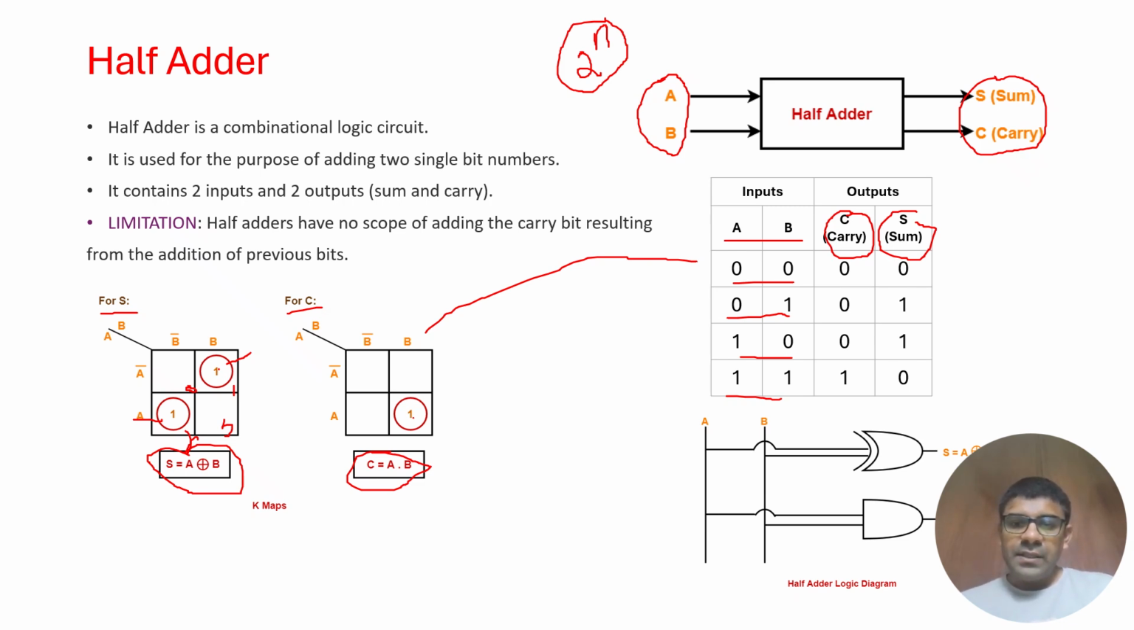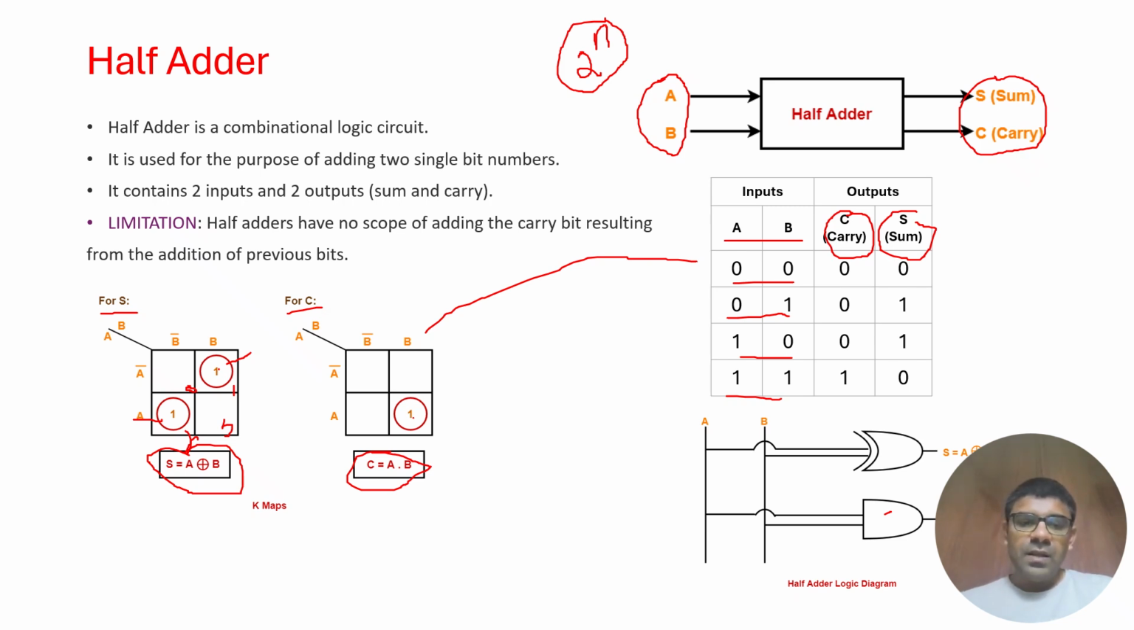Now based on the simplified expression, we are making a logic diagram. A and B are the two input variables, so we are taking two input lines. From that, we are making a logic diagram for the sum and carry. For carry, only A into B. So C should be equal to A into B. So use an AND gate. It's a simplified diagram for carry.